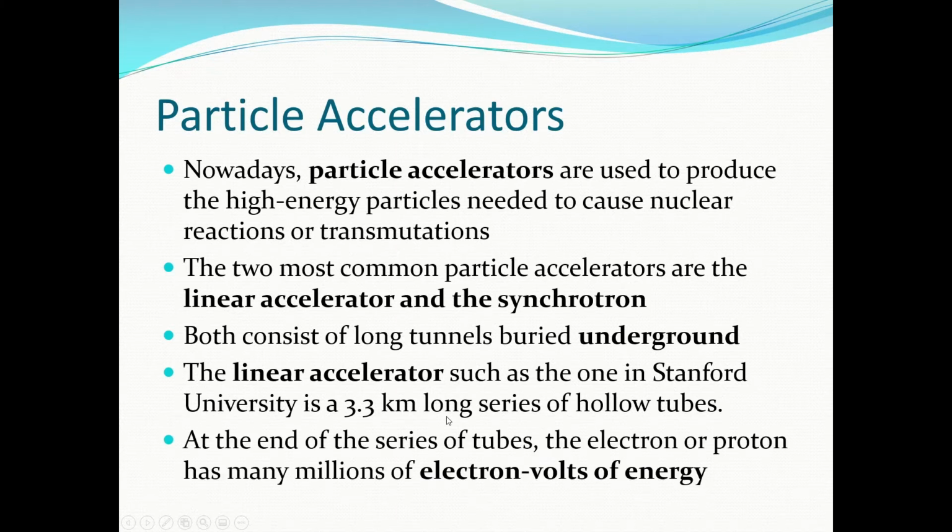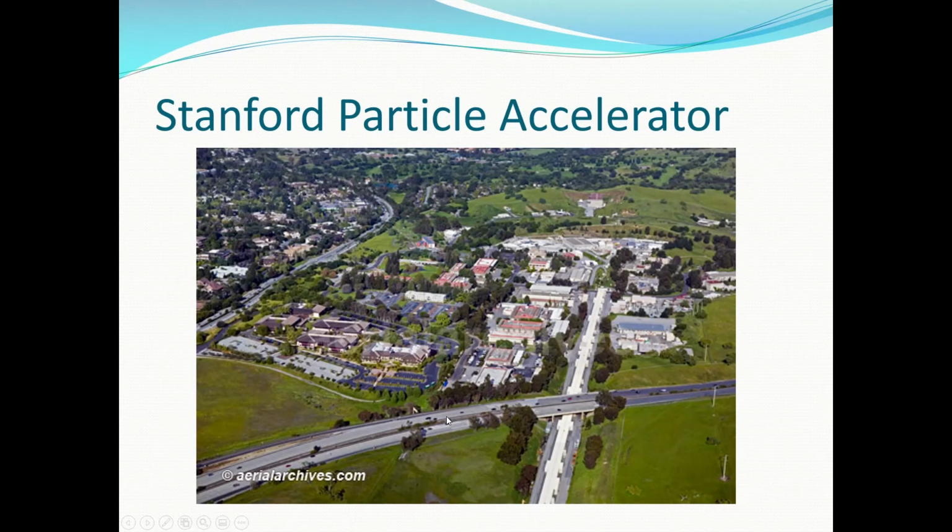At the end of those long hollow tubes, the electron or proton may have millions of electron volts of energy. This is the Stanford Accelerator. Here it is right here. You can see the highway goes over top of it. So that's 3.3 kilometers that they shoot subatomic particles down.